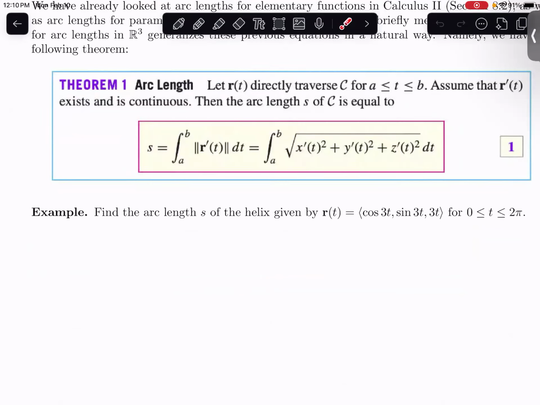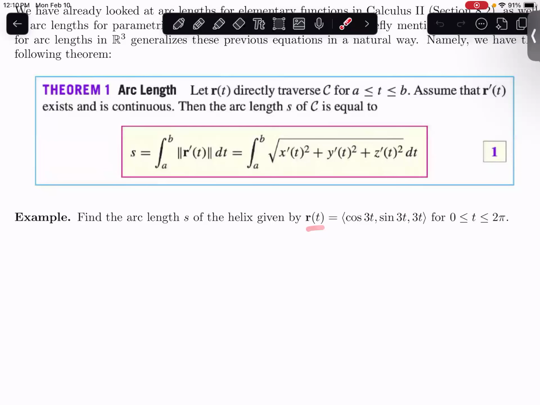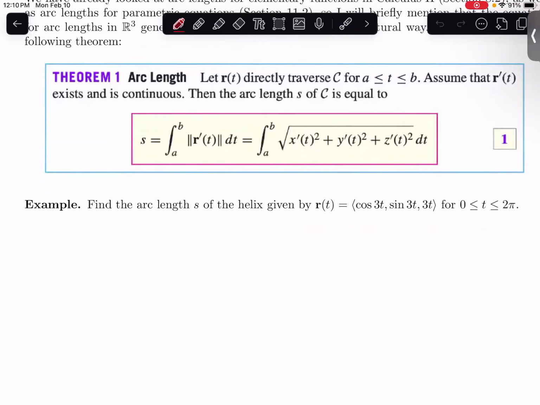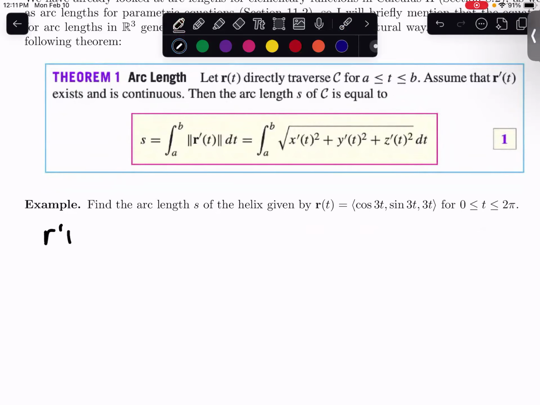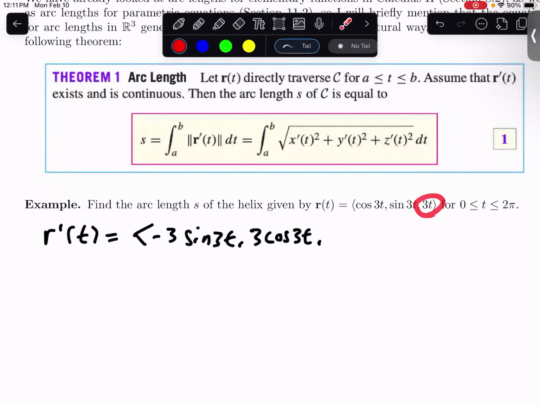For this example, it wants you to find the arc length s of the helix given by r of t is equal to cosine of 3t, sine of 3t, and then 3t, where we're assuming that t is bounded between 0 and 2 pi. And so you just plug into the formula, right? Before we do anything, we'll just note that r prime of t is equal to minus 3 sine of 3t by the chain rule. Then this is going to be 3 cosine of 3t, again by the chain rule. And then the derivative of the third component is just given by 3.